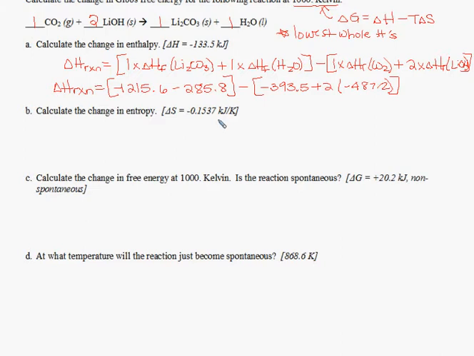All right, so as you wrap up on your calculation, again, we've canceled out the moles, so a negative 133.5 kilojoules is your answer for enthalpy. All right. For entropy, we're going to end up doing the same thing. So again, using your reaction, we'll go ahead and get the entropy, the absolute entropy of lithium carbonate.